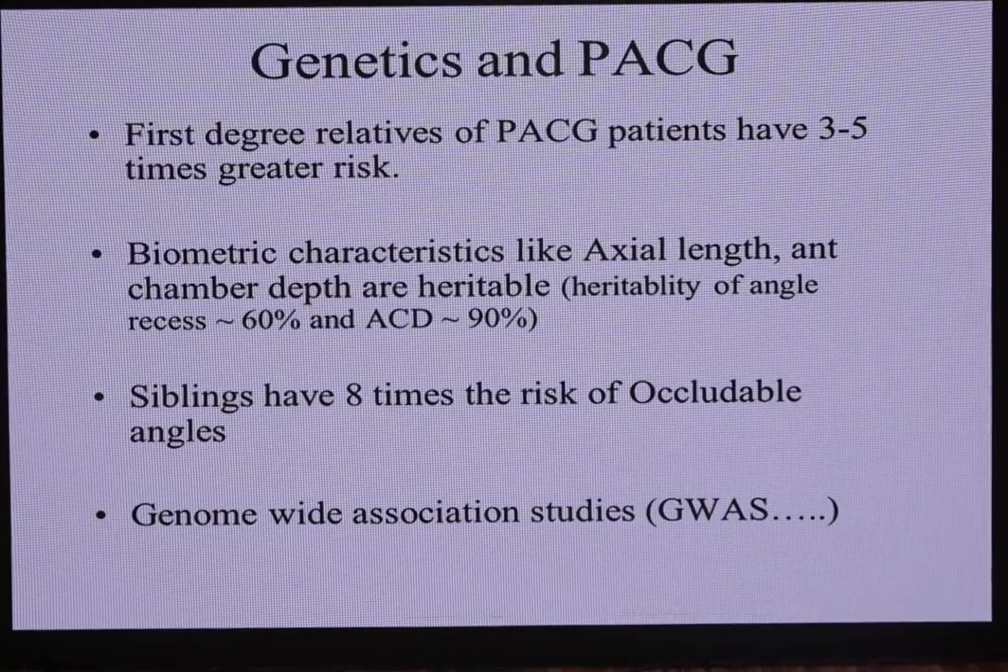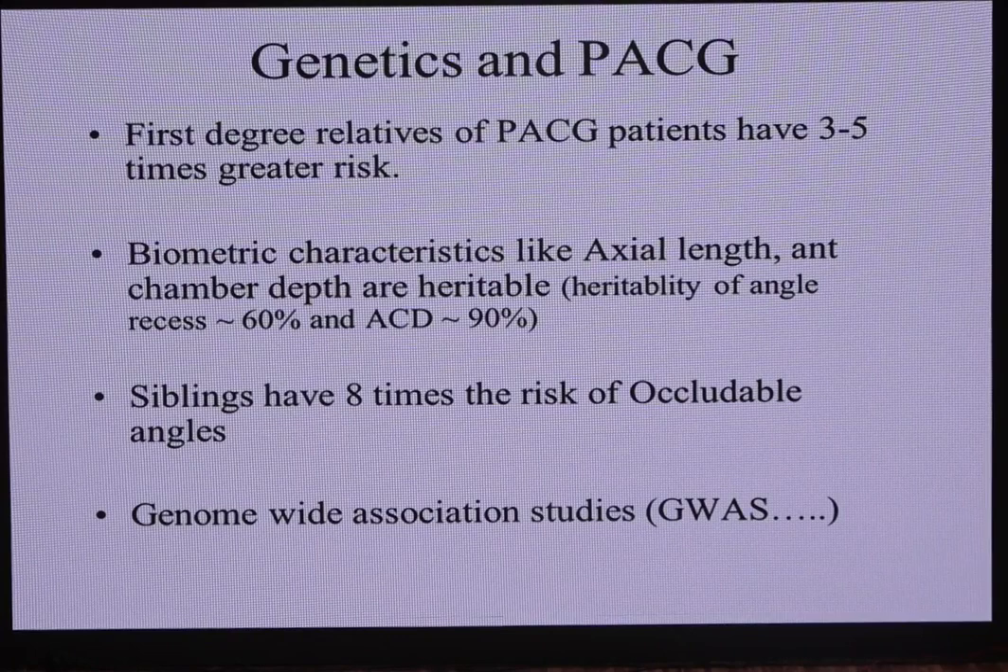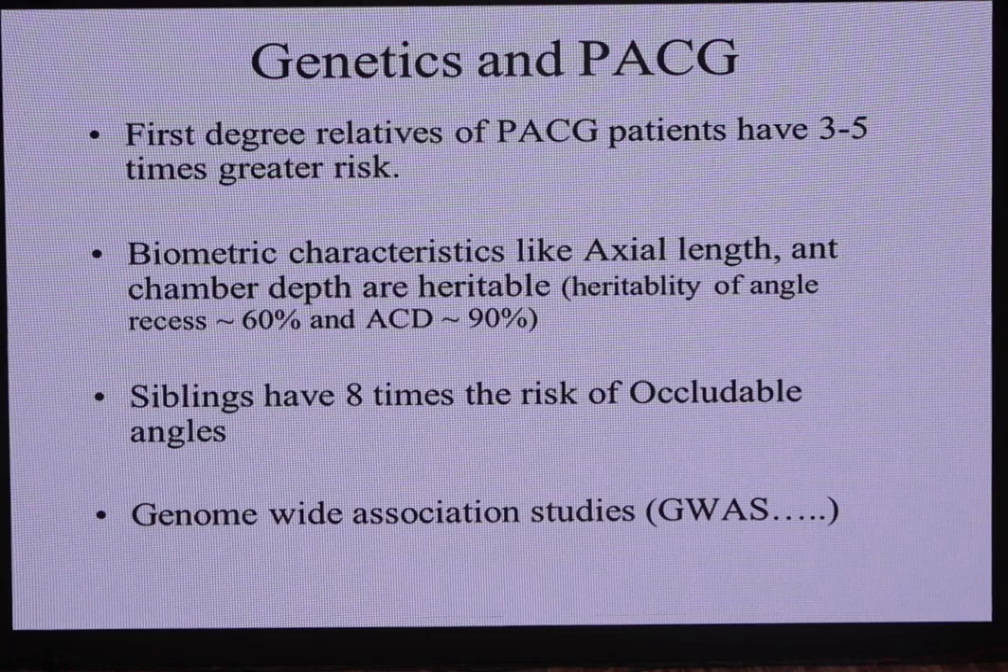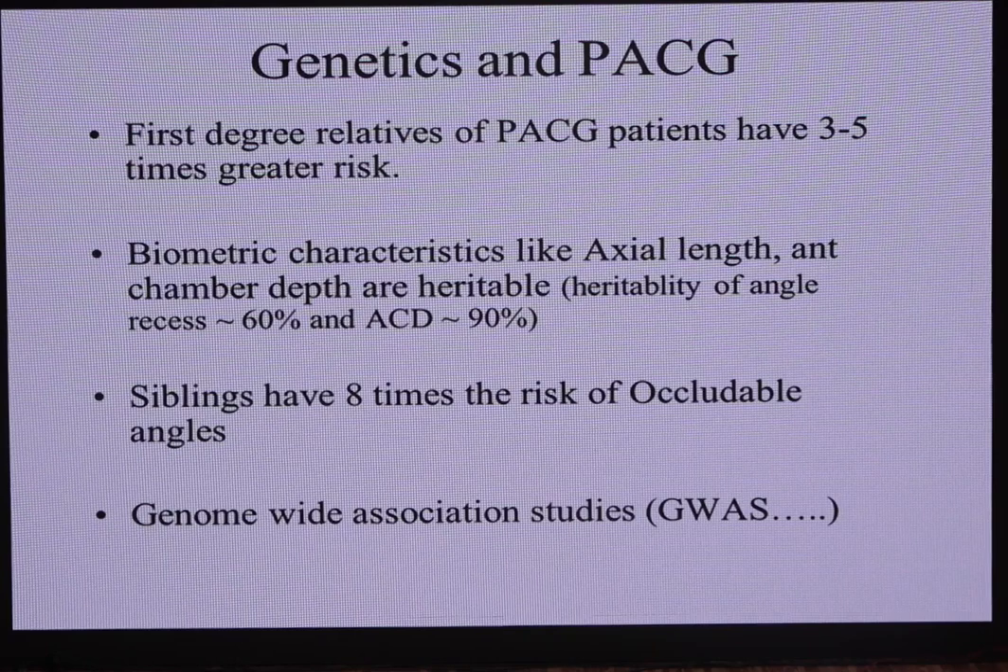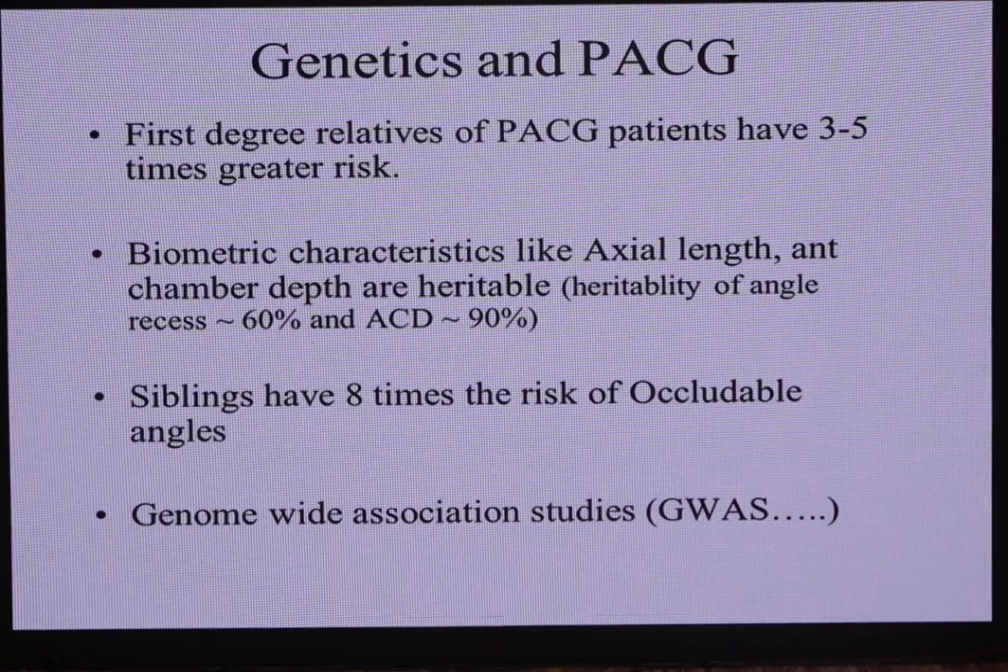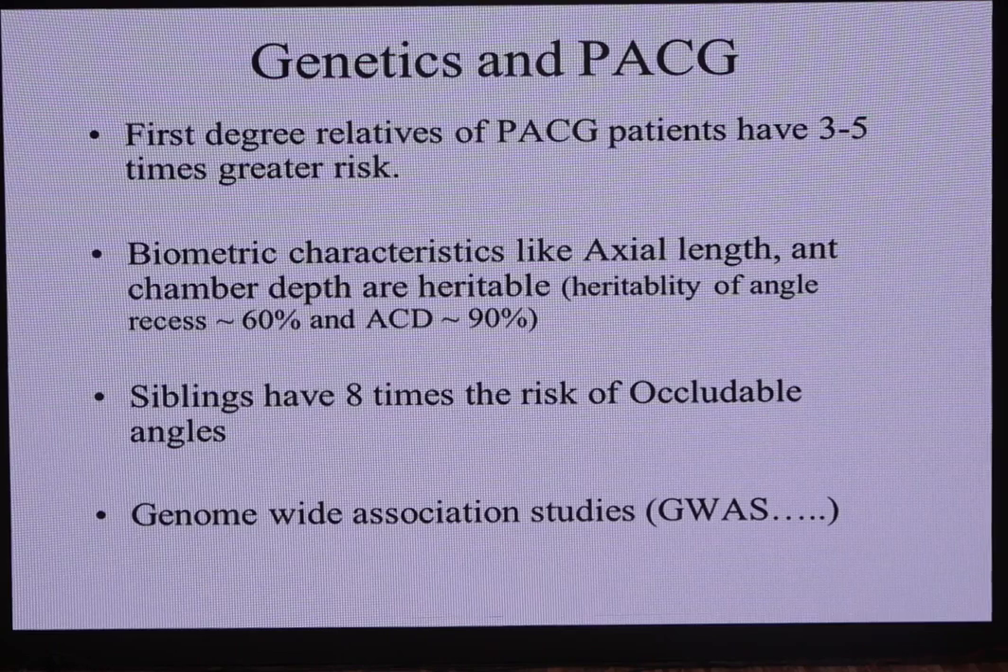The next important thing that you have to understand, when you're talking of angle closure, is the genetics of this disease. There's a lot of things going around, but first degree relatives are almost 3 to 5 times at a higher risk compared to the normal population, and the biometric characteristics of these eyes are also inherited. So if a patient comes to you with angle closure, it's important for you to screen the relatives, which is known as cascade screening. You have to screen the rest, because that's where you're going to pick up the maximum amount of glaucoma.